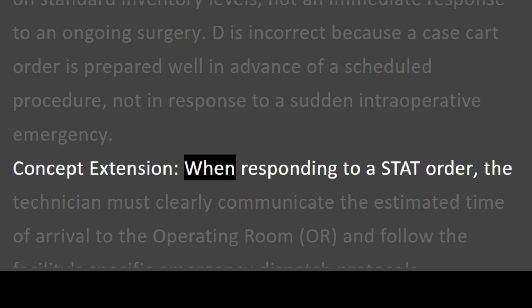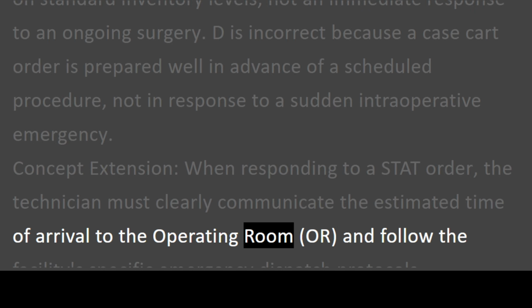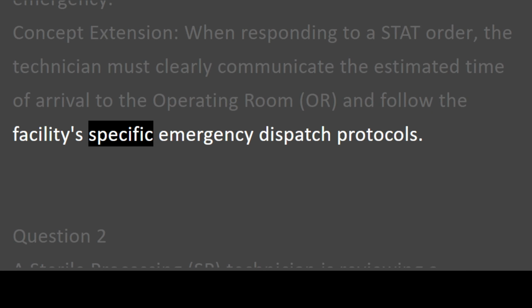Concept extension. When responding to a stat order, the technician must clearly communicate the estimated time of arrival to the operating room, and follow the facility's specific emergency dispatch protocols.